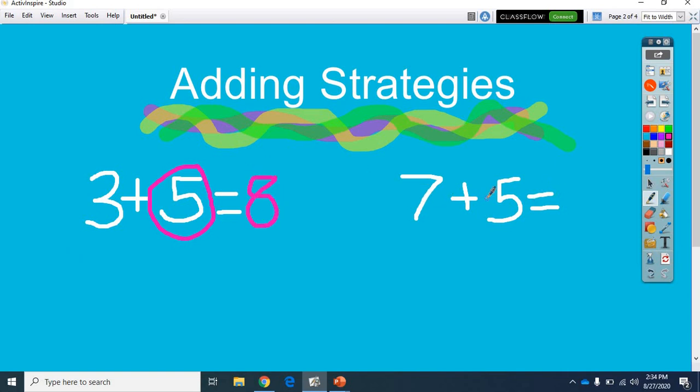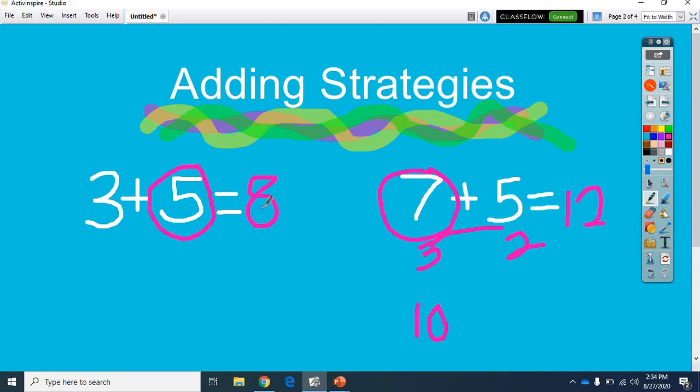The next strategy we talked about with adding was making a 10. You could try to turn the largest number into a 10 number. So my largest number, of course, is 7. And I know that I need 7, 8, 9, 10. I need 3 more to make it a 10. So remember, we could take 3 from the 5. And now I've turned that into a 10. And if I take 3 away from the 5 to make him a 10, I'd only have 2 left. So it'd be like thinking, okay, well, I have 10 plus the 2 that's left, and it makes it 12.